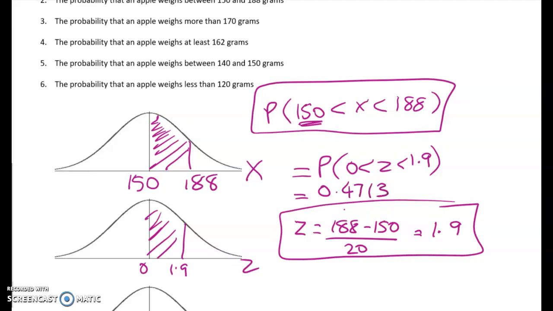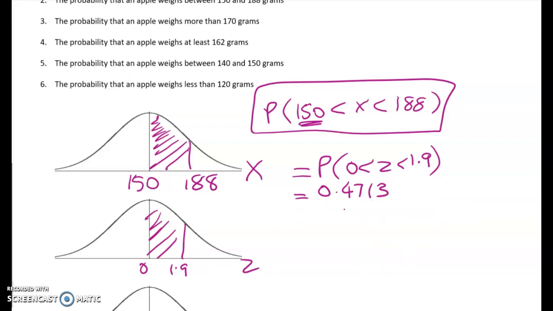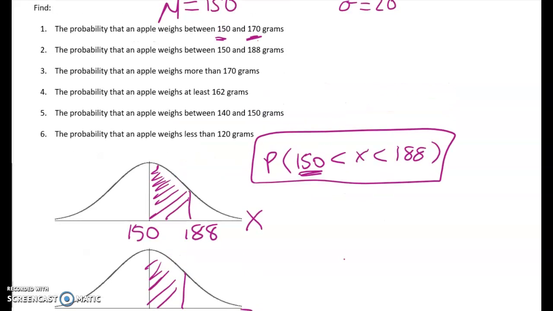Okay, if you're feeling confident, you could try the other questions now, but please make sure that you go over the answers because they're going to get slightly more complicated because they won't fit the picture that we want on the graph. So number 3, we want the probability that an apple weighs more than 170 grams.